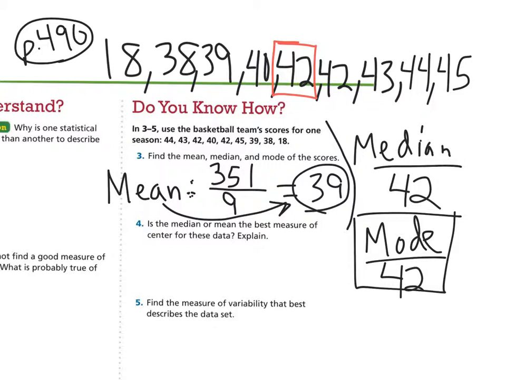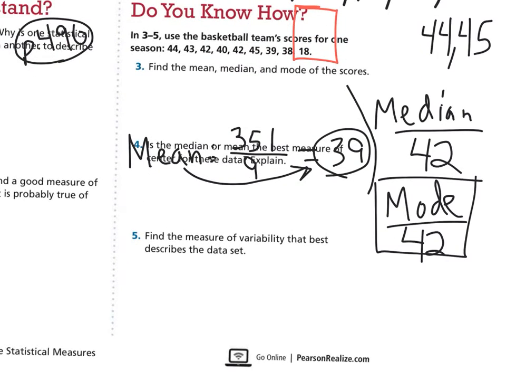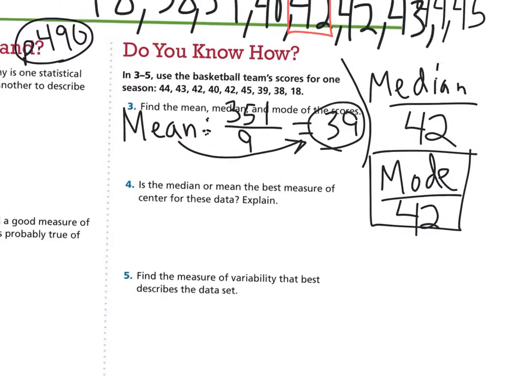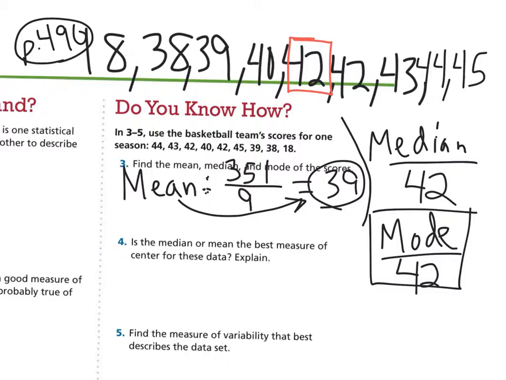Number 4 asks, is the median or mean the best measure of center? So what we talked about is that it's going to depend if we have an outlier or not. As we look at our numbers, you might notice that we have an 18, and then we jump to 38, 39, 40, and so on. This 18 is really looking like an outlier to me. And if you remember, if we have an outlier, a better choice for us is going to be using the median. The median is not affected as much by the outlier.